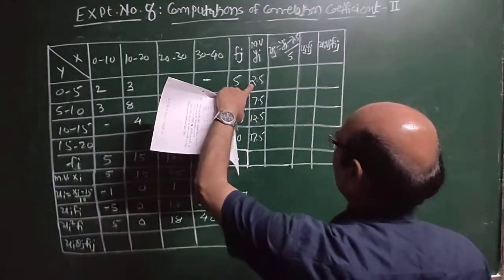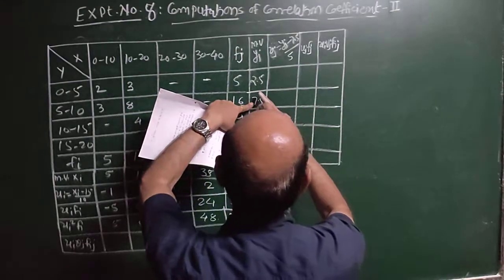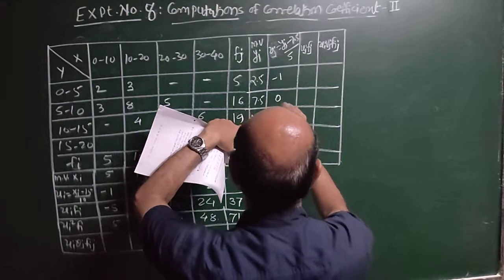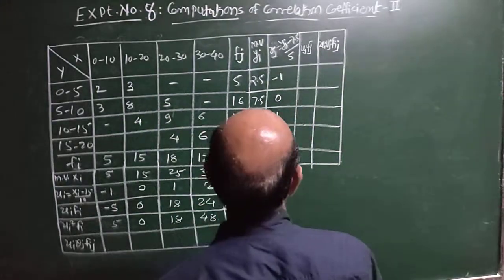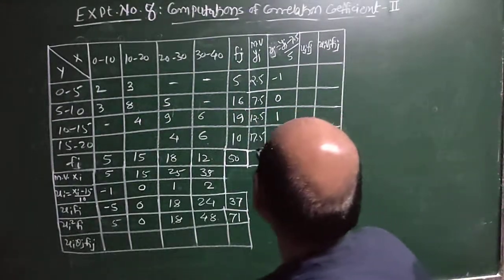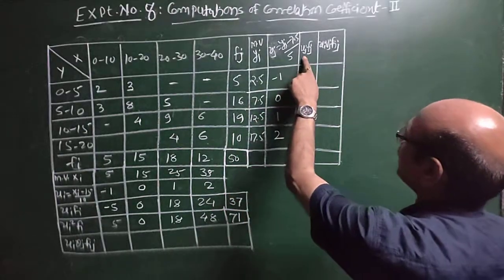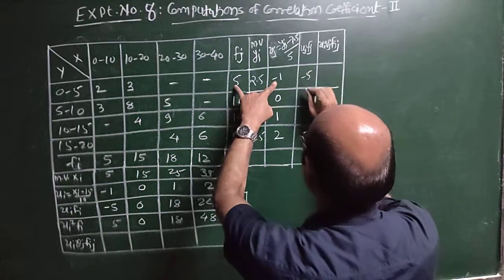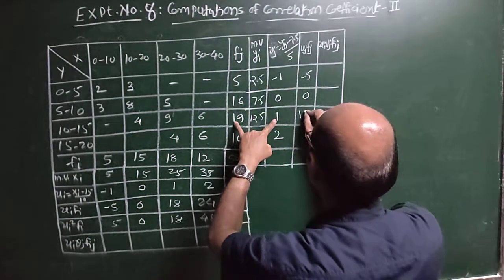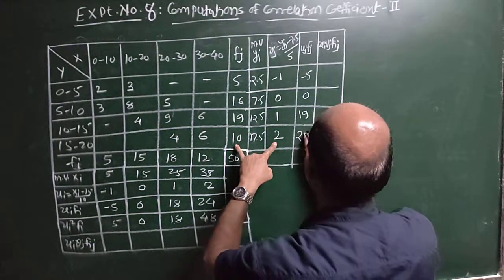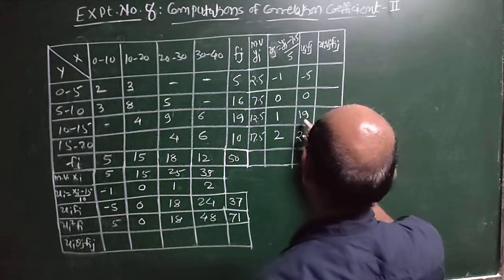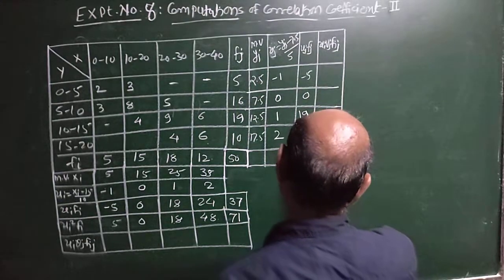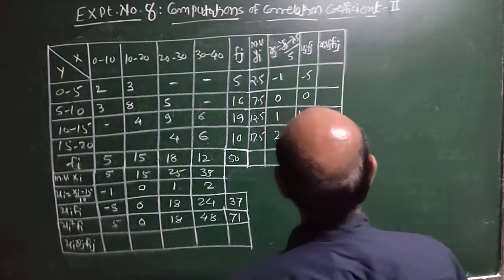Now 2.5 minus 7.5 will be minus 5, divided by 5 will be minus 1. This will be 0. This is plus 1. This is plus 2. Now you have to obtain vj into fj. vj into fj will be minus 5. This will be 0. This will be 19 and this will be 20. So this will be 39 minus 5, so this will be 34.